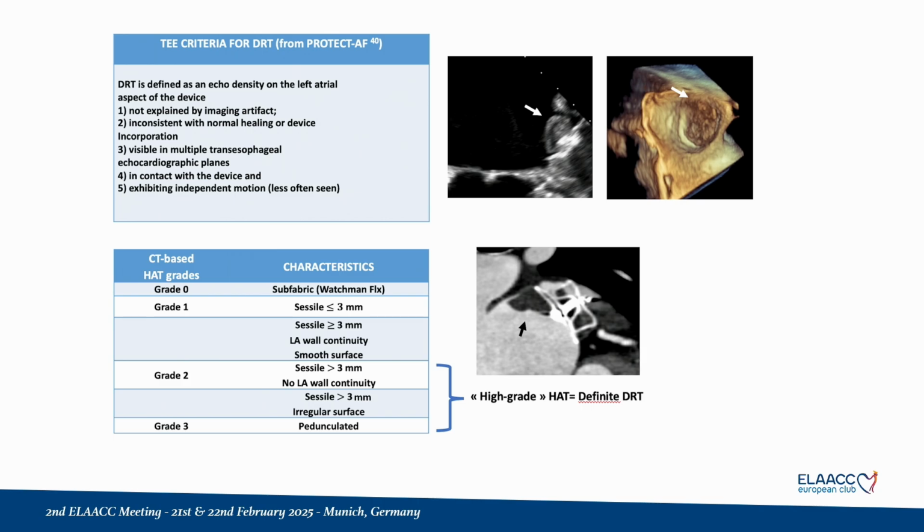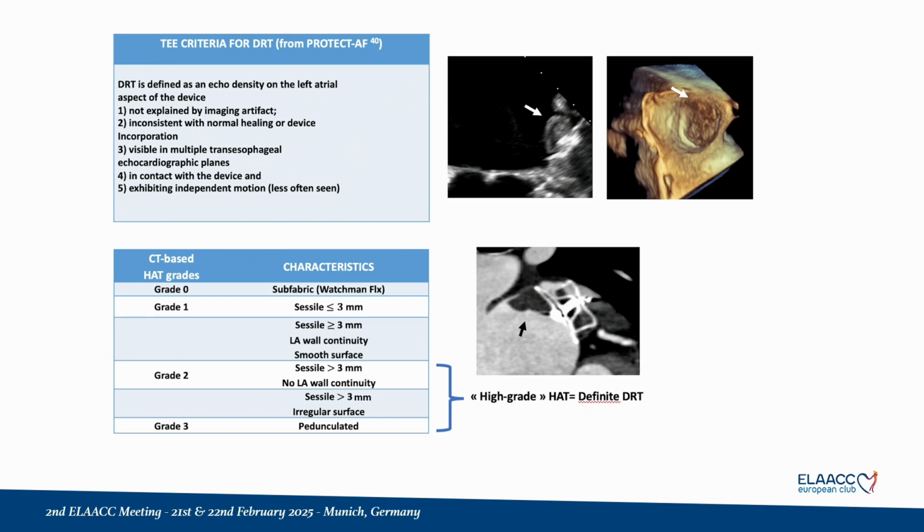And then for CT, I think we have enough data now to testify that if it's a grade 2 or grade 3 HAT, that's probably a high-grade one, and this is a definite DRT, which at least requires a treatment. So it's not so complicated actually. It's the size, the fact that you have a continuity with the LA wall, the fact that you have an irregular surface. If pedunculated, it's definitely a thrombus. So I know Kasper has shown some borderline cases, but most of the time you know that it's a thrombus on the device, and sometimes you hesitate. So that's all the definitions on TE and on CT.